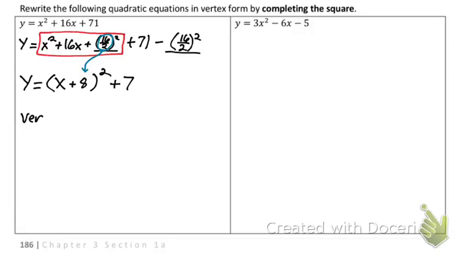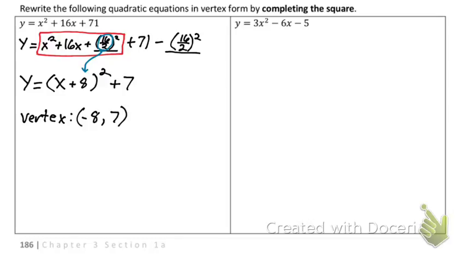Since it's in this form, I can get my vertex. Remember, because it's inside the parenthesis, it's opposite of what you think it should be. So it's actually going to be a negative 8, comma 7. That's my vertex. I also know it opens up because my a value is positive. So I can just find the point negative 8, 7, make it open up, and that's what our graph is going to look like.